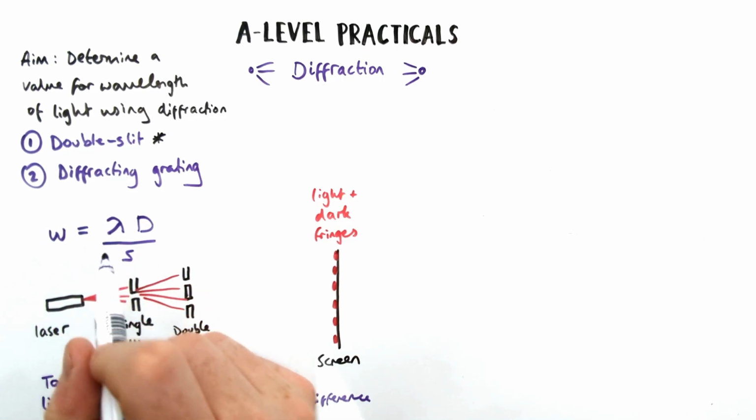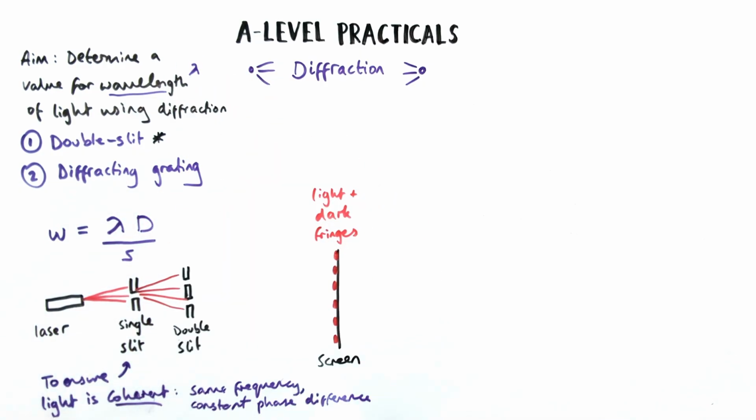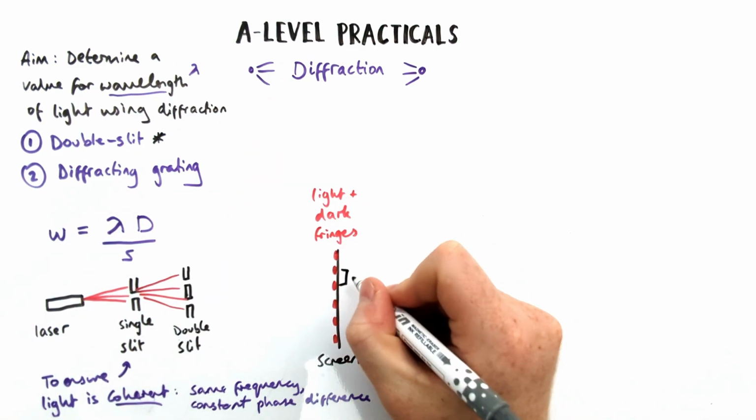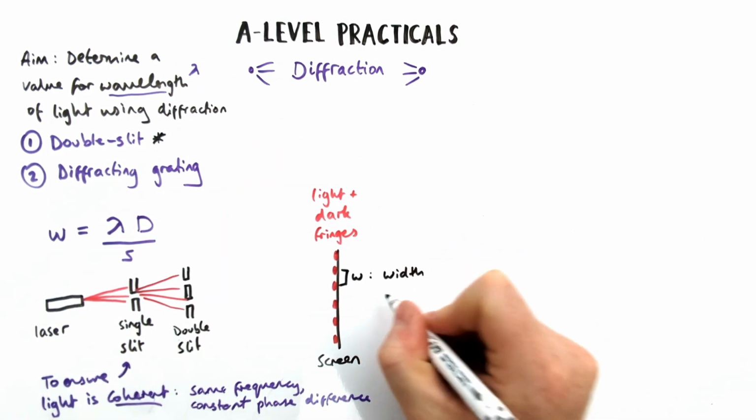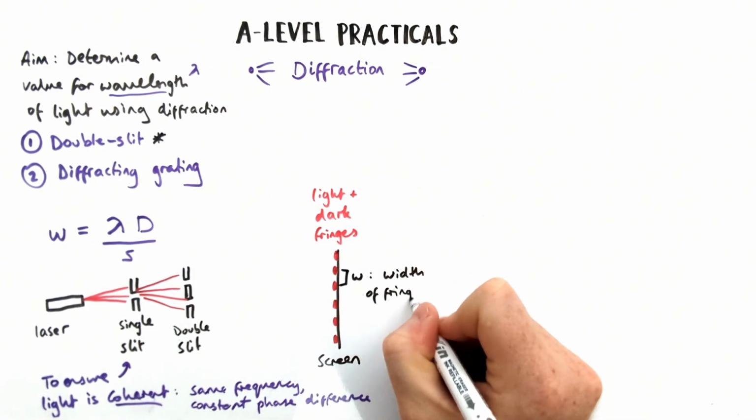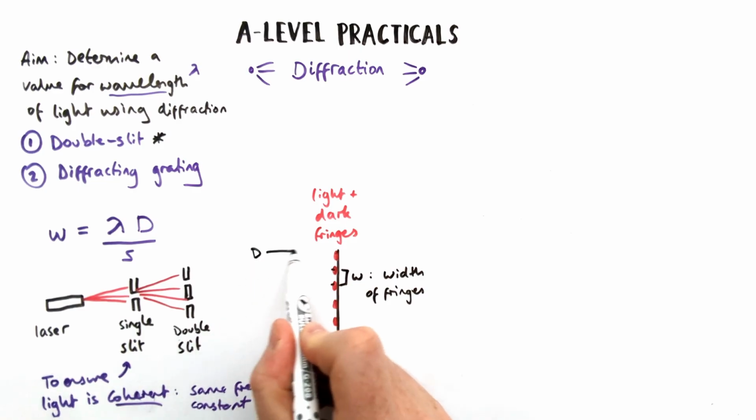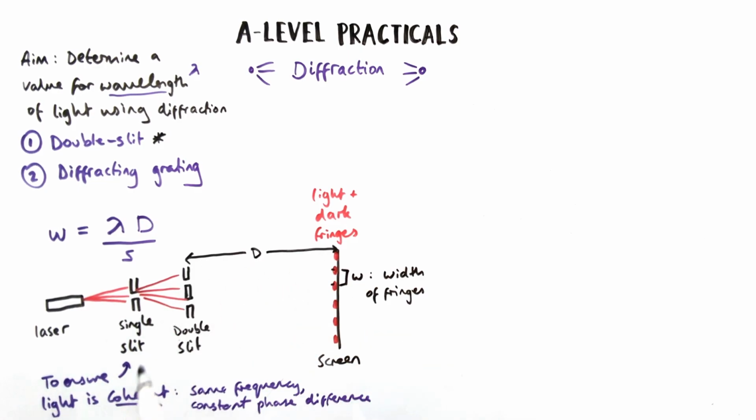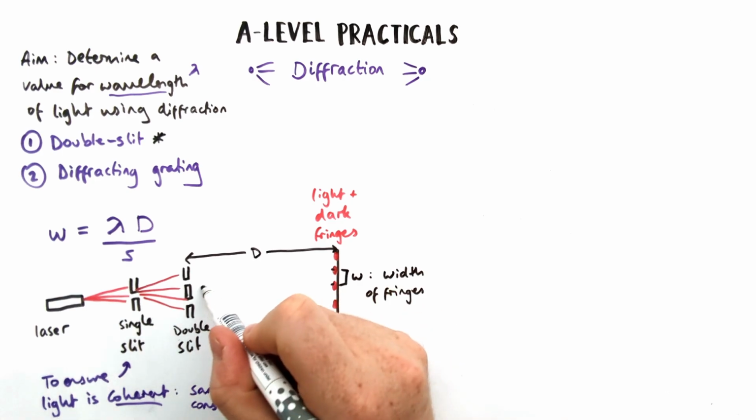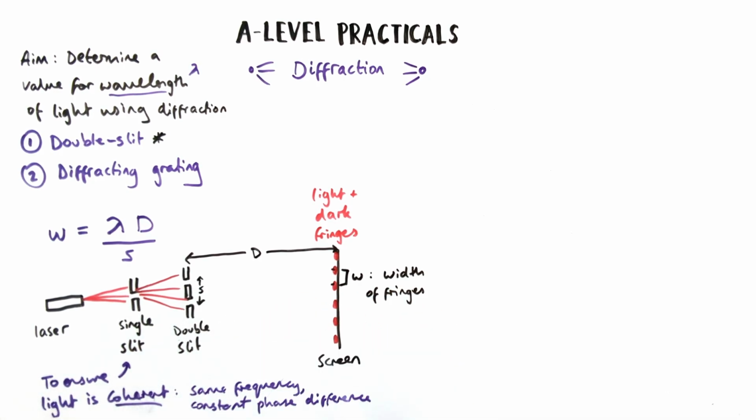So the equation we're using to investigate the wavelength is this one here: w equals lambda d over s. w here is the width between the bright fringes, as I'm drawing on the diagram. d is the distance between the double slit and the screen, so not between the laser and the double slit, but the double slit and the screen. Obviously the wavelength, lambda, is the thing we're investigating. s is the double slit distance, so the distance between each of the slits.